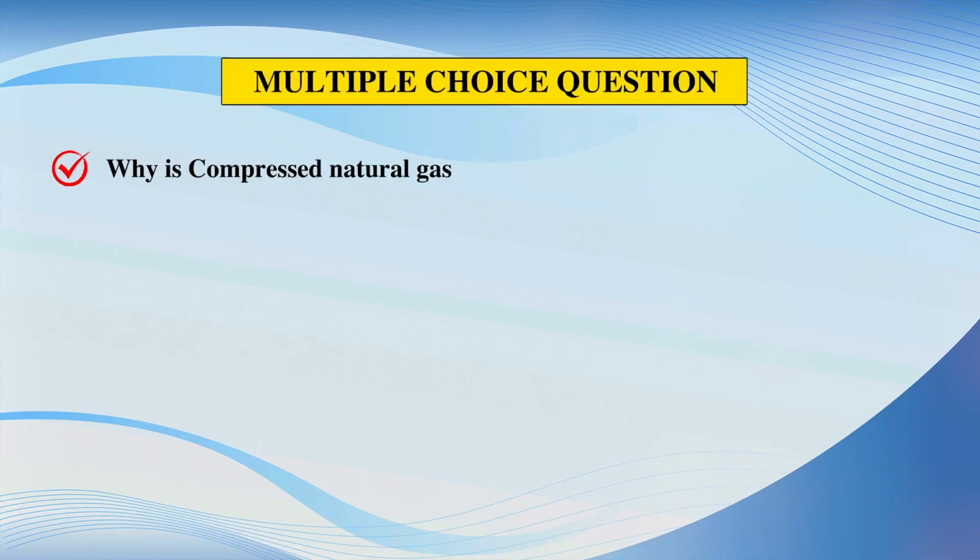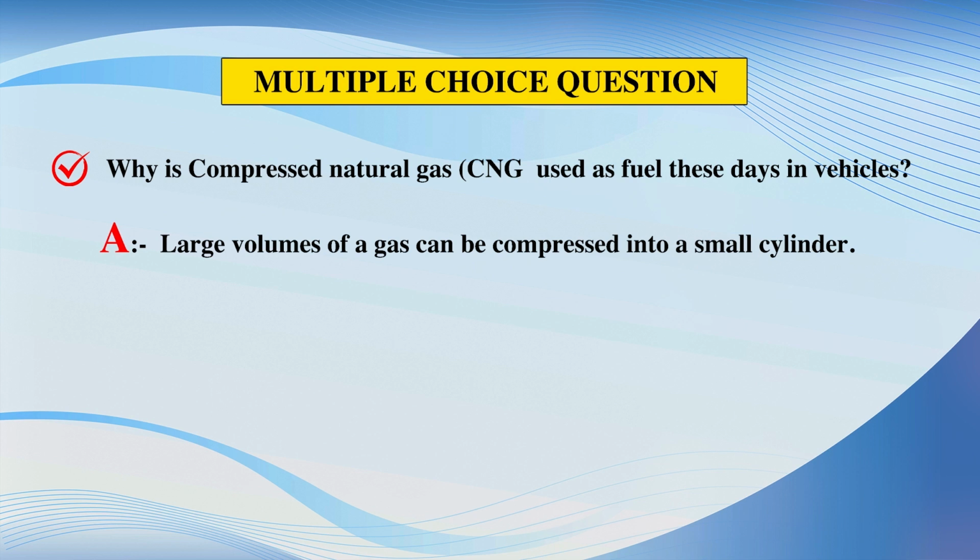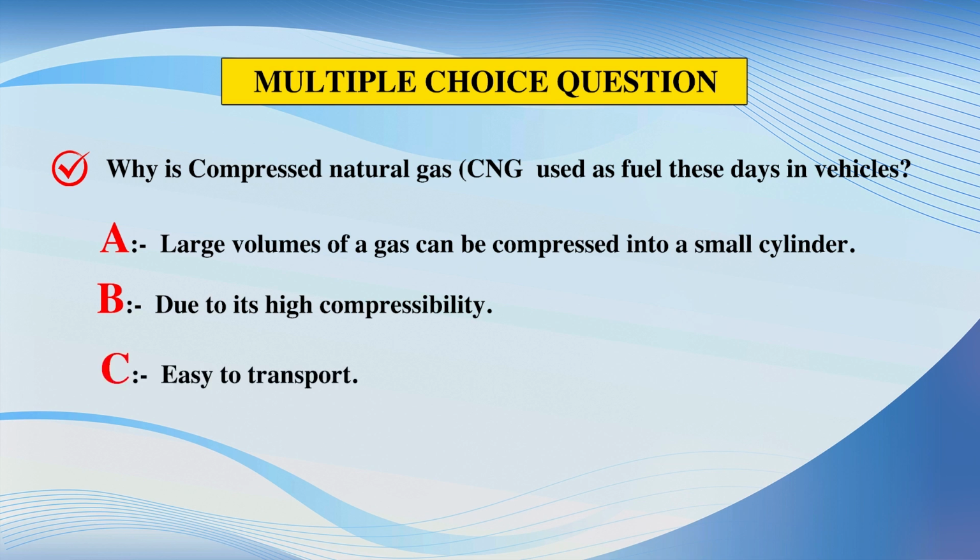Let us take some multiple choice questions. Question number 1. Why is compressed natural gas, CNG, used as a fuel these days in vehicles? Option A, large volume of a gas can be compressed into a small cylinder. Option B, due to its high compressibility. Option C, easy to transport. Option D, all the above. The correct answer is option D, all the above.